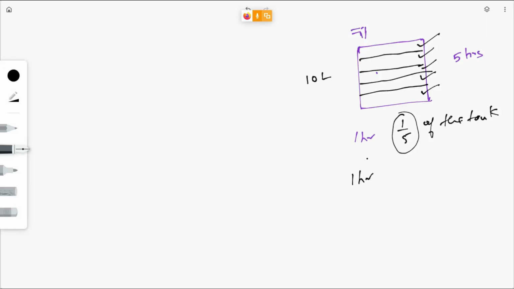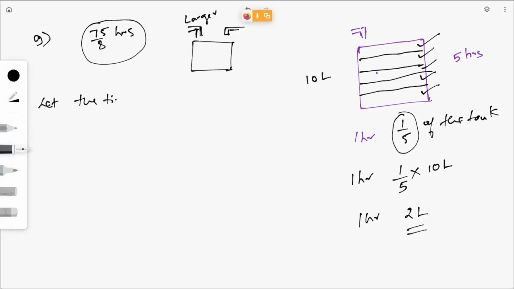The capacity of the tank is 10 liters. If the tap fills this whole 10 liters in 5 hours, then in 1 hour it will fill 1/5 of the tank, that is 10 liters divided by 5, which is 2 liters. Yes or no? In 1 hour, the tap will fill 2 liters. Now understood? Yes, sir.